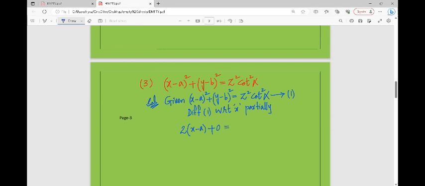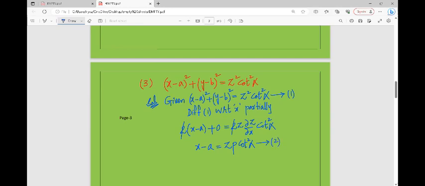Z square differentiation is 2z into dou by dou x of z, and the term in the multiplication must be as it is. It is cot square alpha as it is. So the 2 and 2 will cancel out here. x minus a is equal to z into, using this terminology, p into cot square alpha. It is cot, not cos, c-o-t cot. This is taken as the second equation.